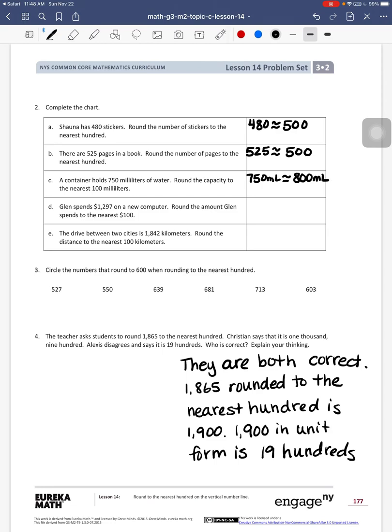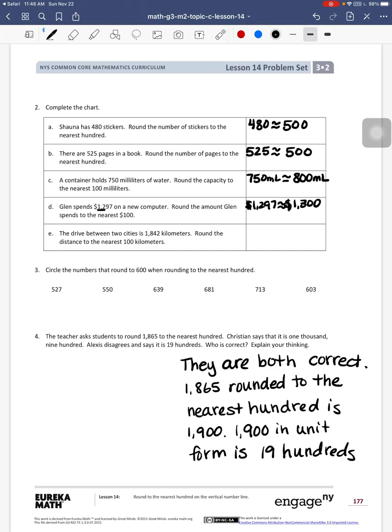Glenn spends $1,297 on a new computer. Round the amount Glenn spends to the nearest 100. So we're looking at those. So is it going to be 1,200 or 1,300? Right, we're closer to 1,300. So we're going to say 1,297 rounds to $1,300. Oops, don't let me forget the dollar sign.